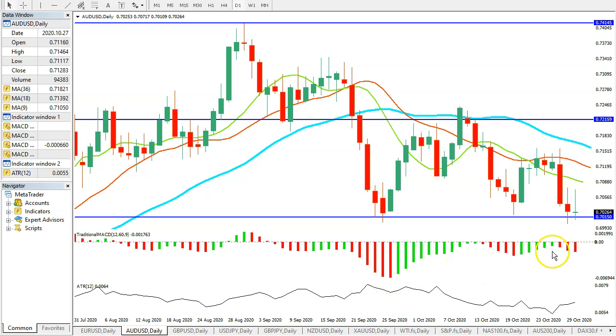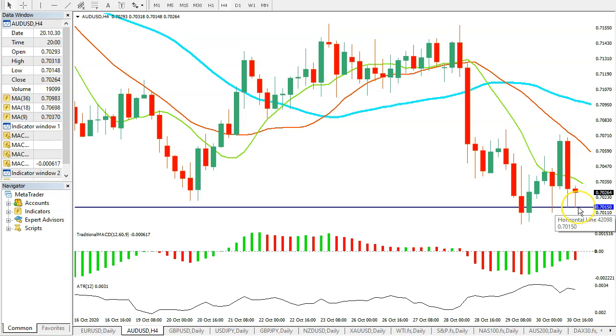We see that the MACD has failed to make a new low, so it's possible that the price will reverse. We can also look at the 4-hour time frame to get some signals here. So we have a pin bar here, so this is a potential setup for a long entry. We need our protective stop to be below the low to be safe, and our entry could be above the high of that bar, and that would give us a nice room for profit.